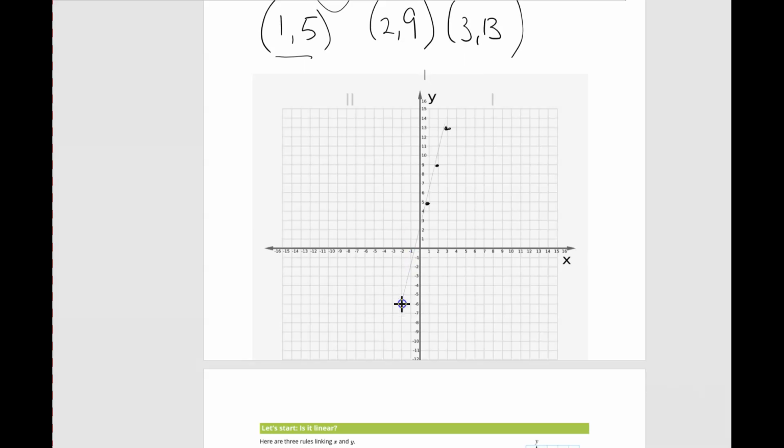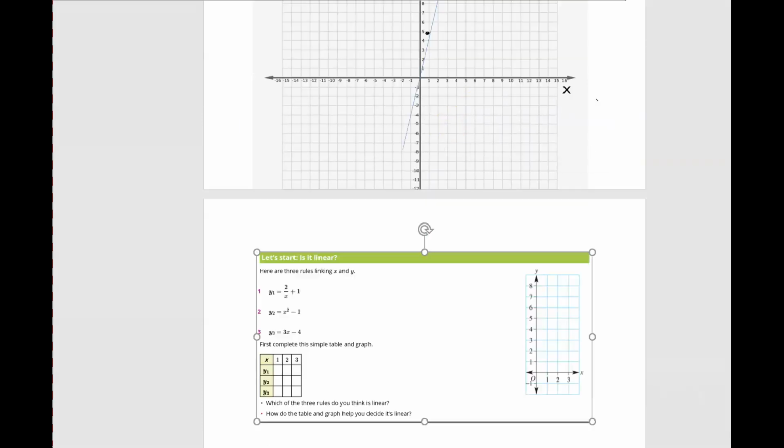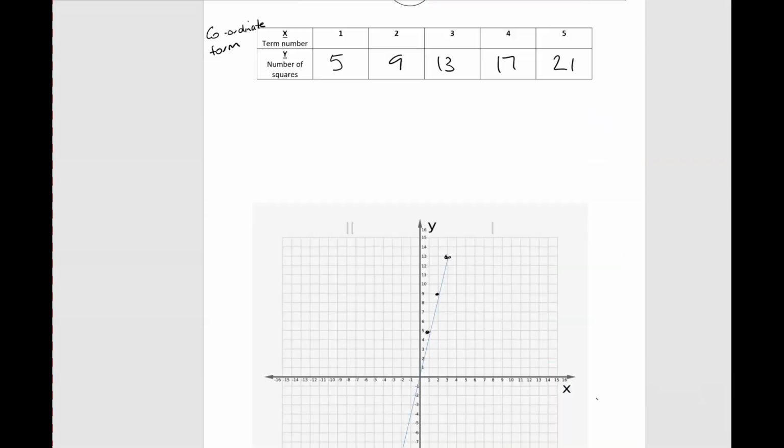This line would go through like this. I'm just going to move it slightly over. So this would be our line for that graph. So now we've got the coordinate form. We've got the graphical form. What we need is our equation form.